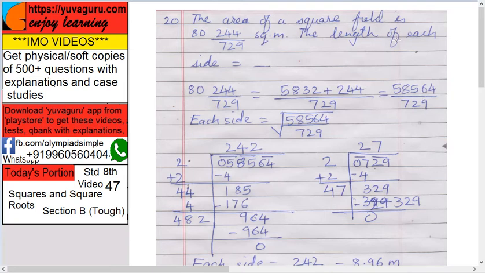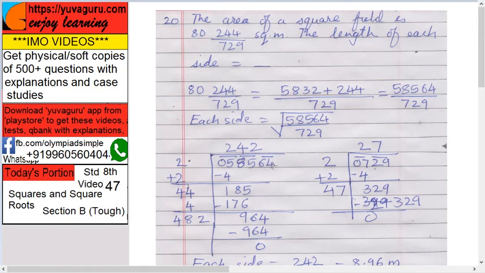Okay. This is the area of the square field now. Now we have to find the length of each side. So quite easy now. Two separate numbers, numerator and denominator. Find the square root of each number. So 58564 and 729 over here.